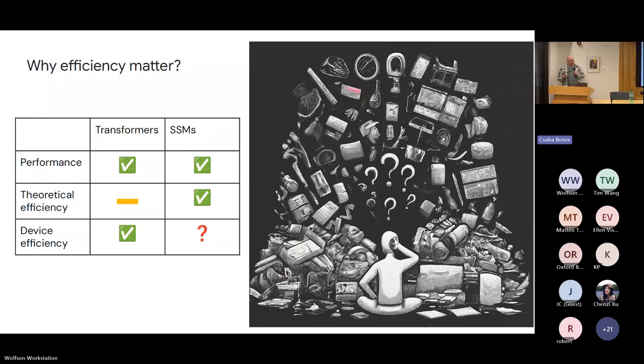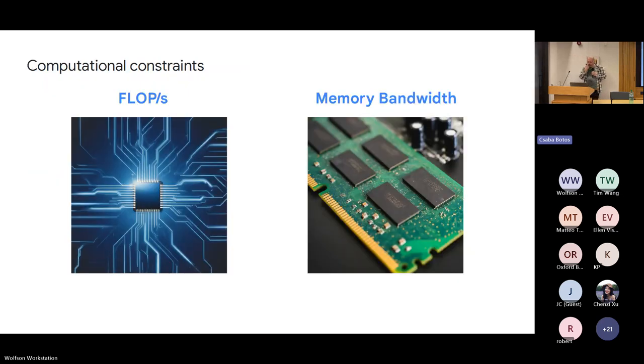So efficiency matters. We have transformers, we have SSMs, and we know they perform well. Theoretically, we have all of these claims that SSMs are all one at inference, so they should perform quite well. Do they actually perform well in practice? Is it device efficient? It is not trivial to answer, because the notation does not tell you how things are going to run on the device. When you think about the device, there are many things you need to consider, but two are flops versus memory bandwidth and the relationship between those.